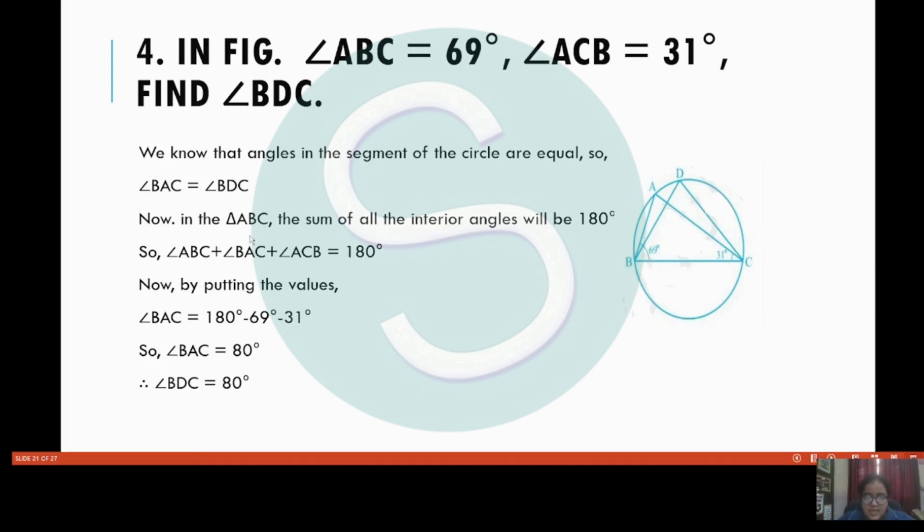So in triangle ABC, the sum of all interior angles will be 180 degrees. So ABC plus BAC plus ACB equals 180 degrees. ABC and ACB are given. So BAC will be 180 degrees minus 69 degrees minus 31 degrees. So BAC comes to 80 degrees, and BAC equals BDC. So BDC is 80 degrees.